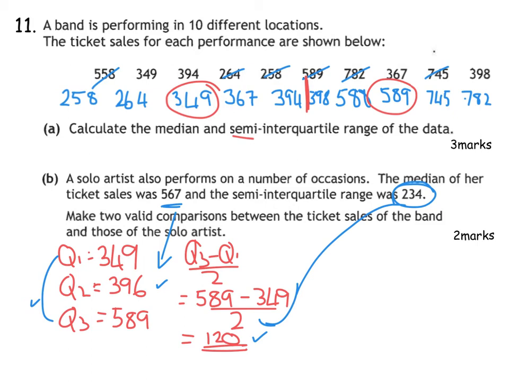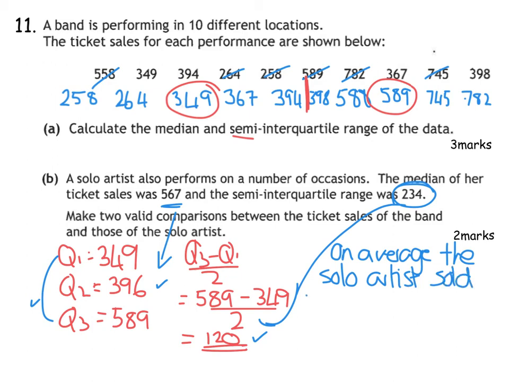So I'm going to say, because the median is higher, the median is a type of average, remember? So I'm going to say on average, the solo artist sold more tickets. Okay, so on average, the solo artist sold more tickets. And that's because she's got a higher median, and that's because of the higher median.